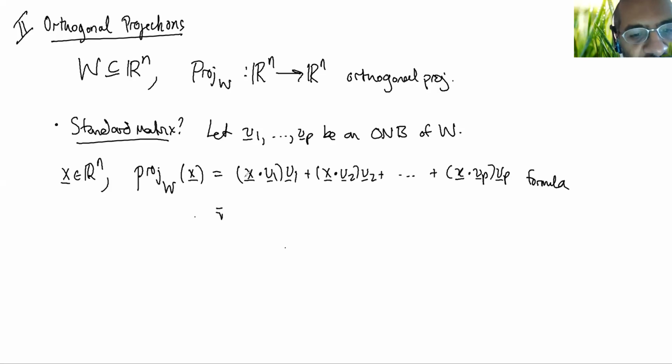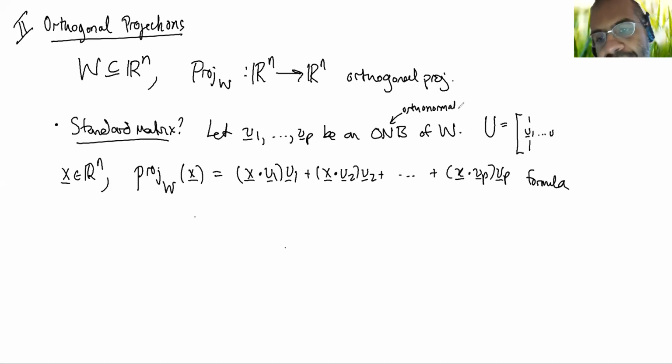Well, this is a linear combination of U1 through UP, right? So let's now make a new matrix. Let's call it capital U, and its columns are going to be these orthonormal bases, U1 orthonormal. That's why there are no denominators. Okay, so I'm going to make this matrix U, which is going to be an n by p matrix, right? So now this formula is just taking a linear combination of the columns of U. So I can write it as a matrix vector product.